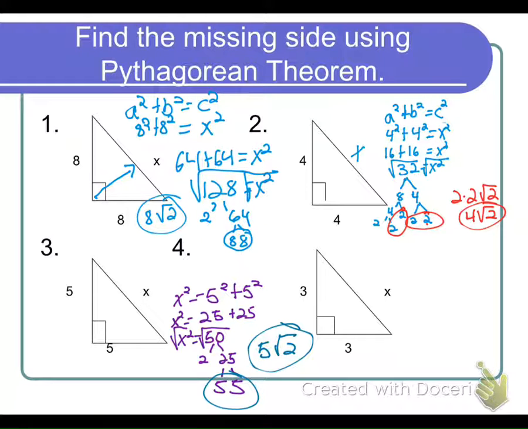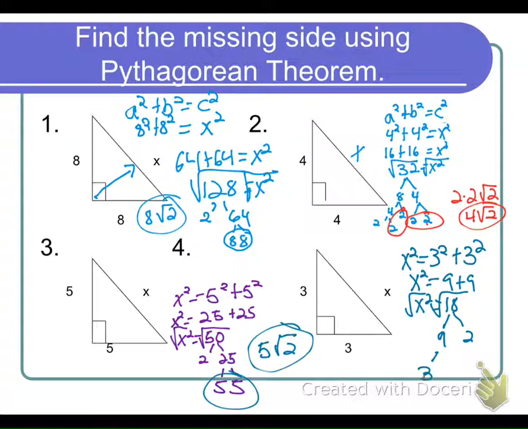Last one on this slide. We are looking for the value of x. X squared equals 3 squared plus 3 squared. What's 3 squared? 9 plus 9. It's going to be 18. Nice job. We're going to square root both sides. How does 18 factor? 9 and 2. 9 is a perfect square. 3 and 3. We end up with 3 square root of 2.